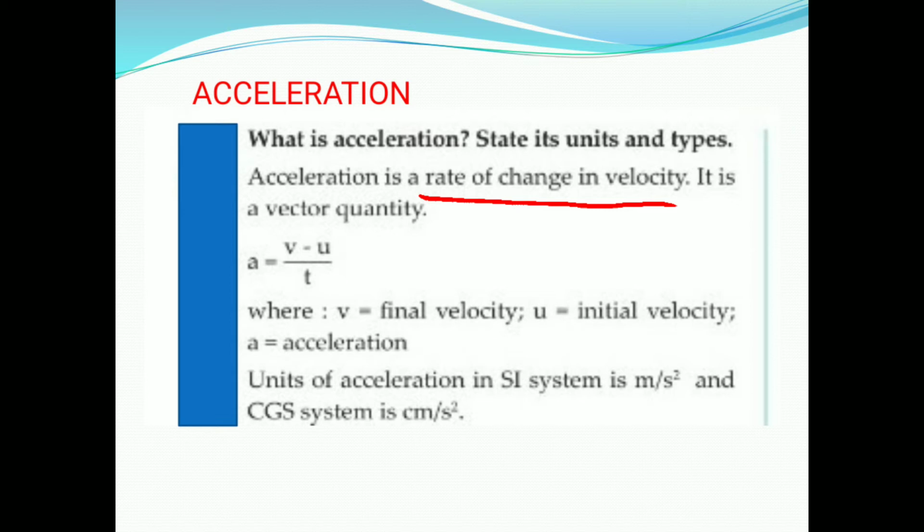Now suppose v is the final velocity, u is the initial velocity, and a is the acceleration, then a is equal to v minus u upon t. v minus u is the change in velocity, upon time, that means rate of change in velocity. Units of acceleration in SI system is meter per second square and in CGS system is centimeter per second square.